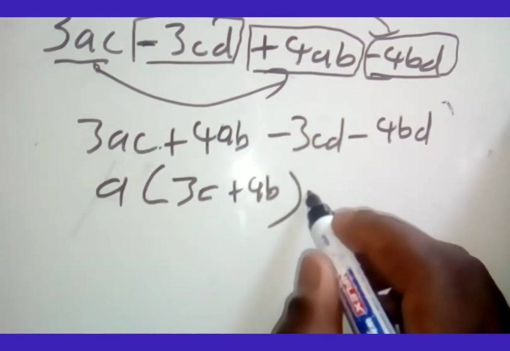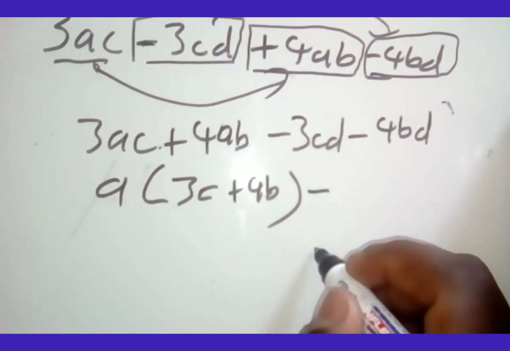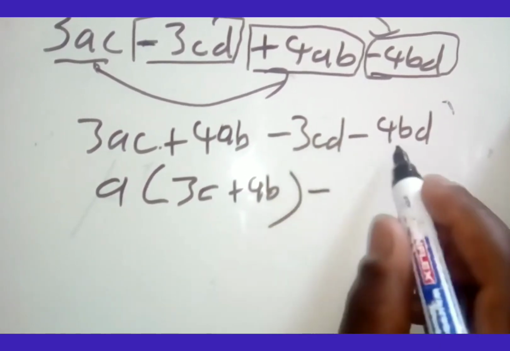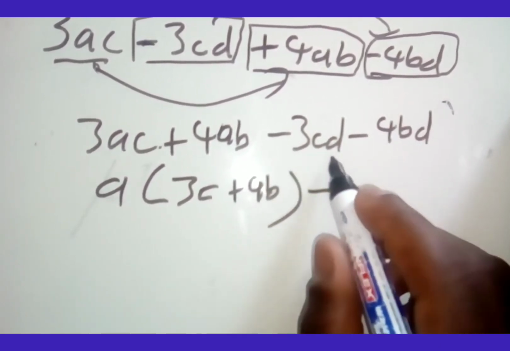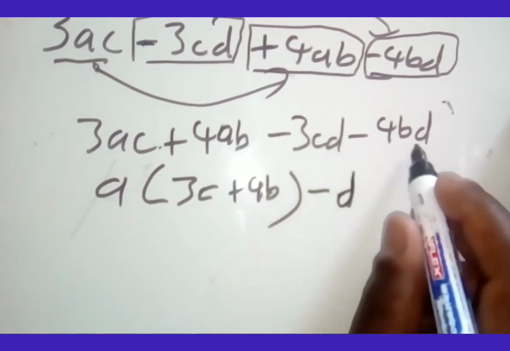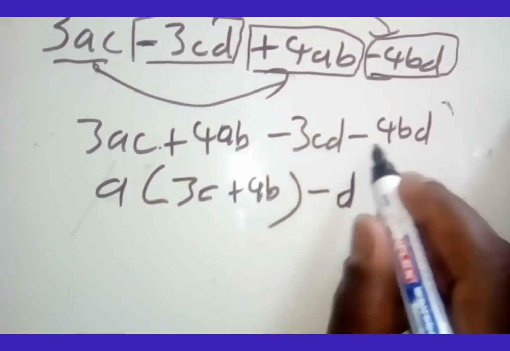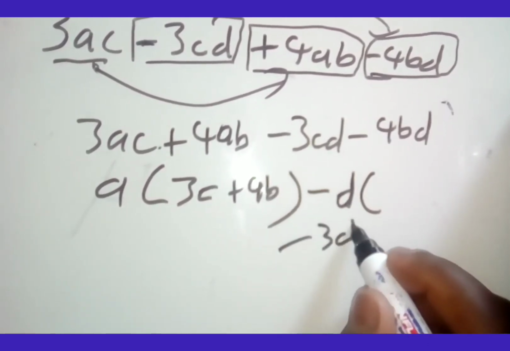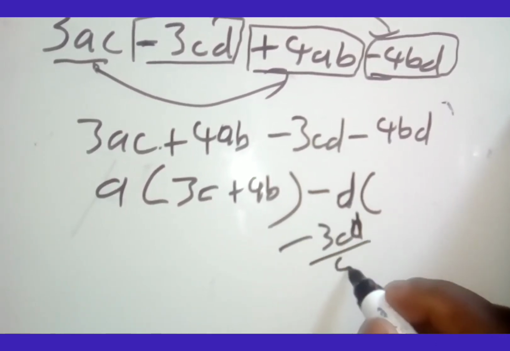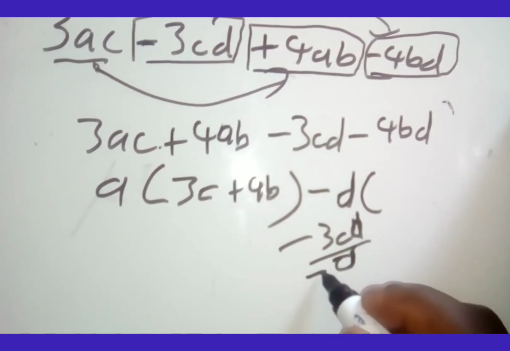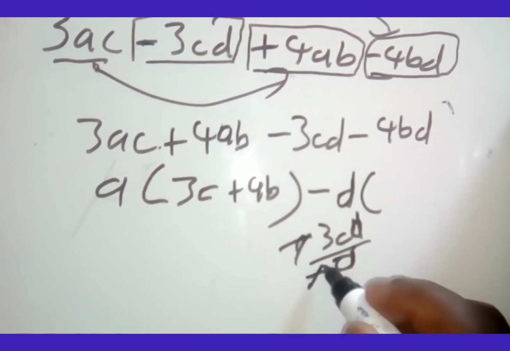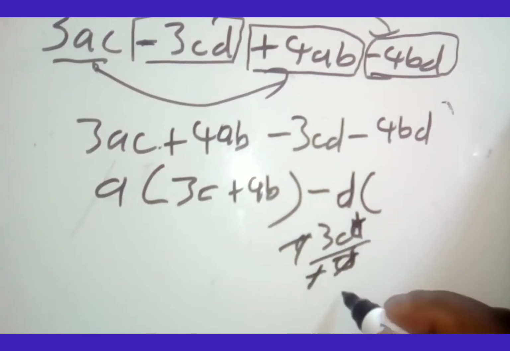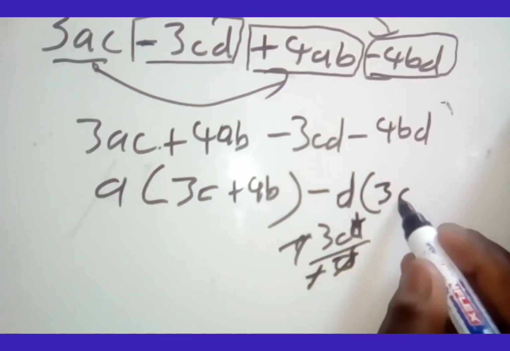Then let's factorize this part. Notice there's a negative, so I'm going to factorize negative. What's the highest common factor? For numbers there isn't, but with letters there is. It's actually D. It appears everywhere. C doesn't appear everywhere, B doesn't appear everywhere, so that's why I don't take them. Now negative 3CD divided by negative D: the negatives will cancel out, and the D's will cancel out, so we'll be left with 3C.